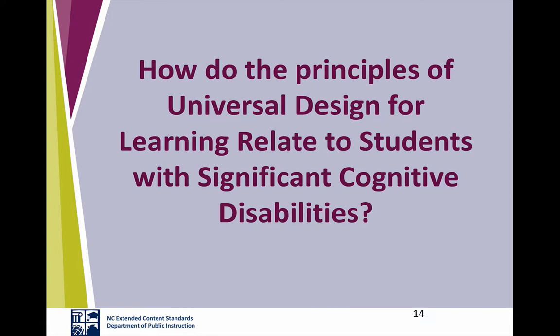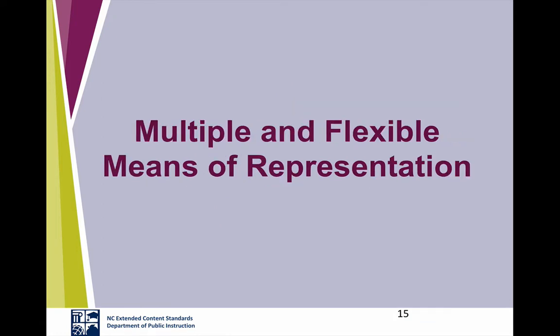How do the principles of universal design for learning relate to students with significant cognitive disabilities? Let's go back to the principles to explore this relationship. First, consider multiple and flexible means of representation. Unfortunately, we have limited views of what it means to present information. We often choose one way and stick with it, whether or not we have evidence that it's helping students learn.